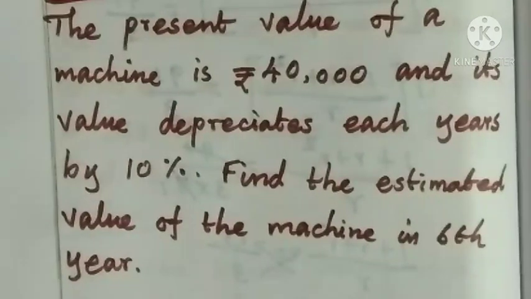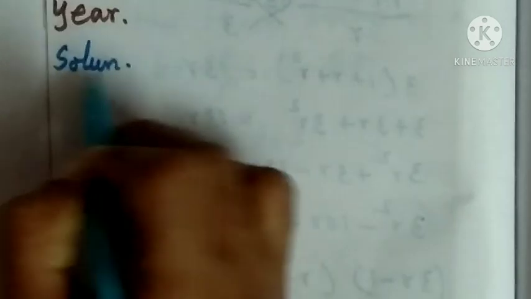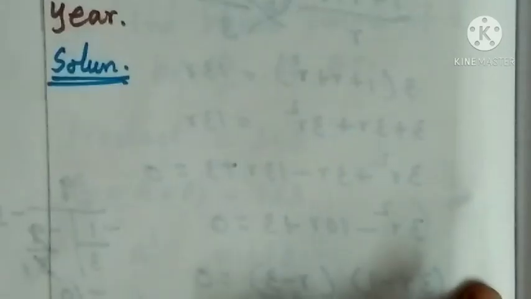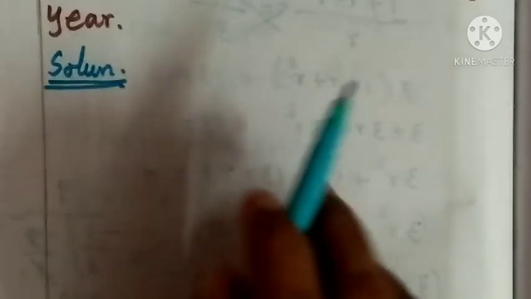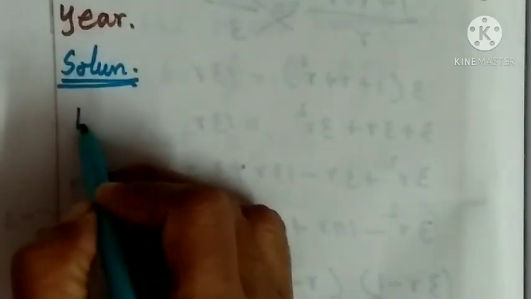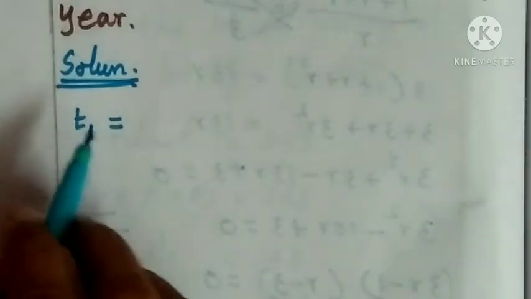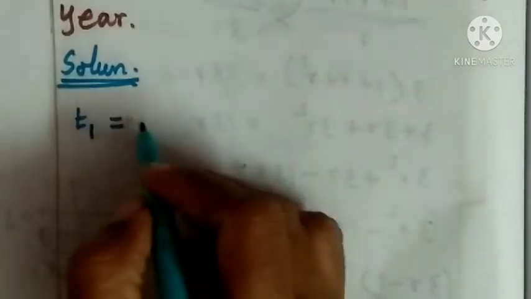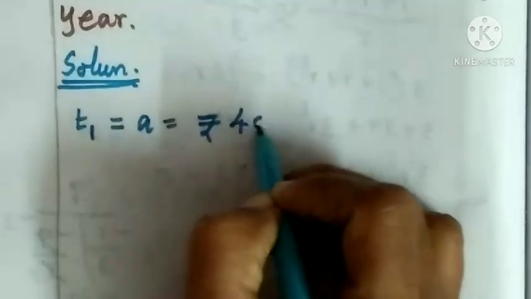Let us do the solution. In solution, first you take down and write the given, that is, the present value of the machine is rupees 40,000. That is, the value of the machine in the first year is equal to, that is, T1 is equal to a is equal to rupees 40,000.